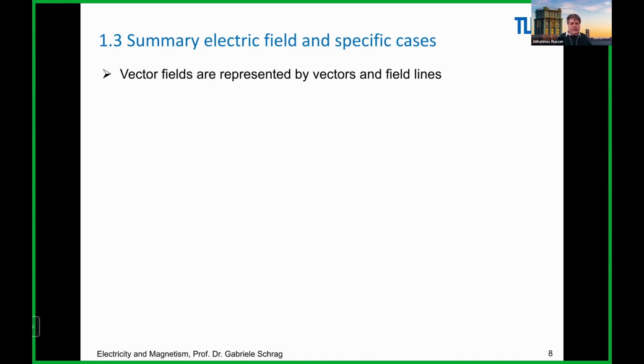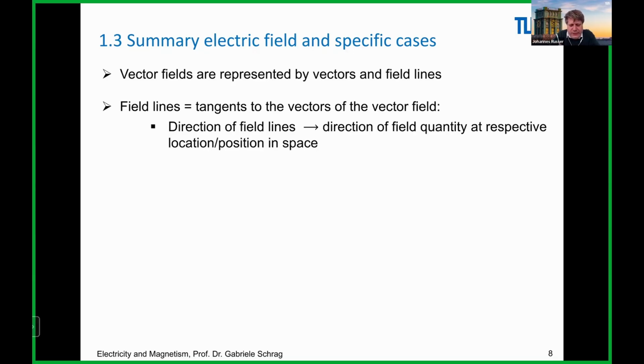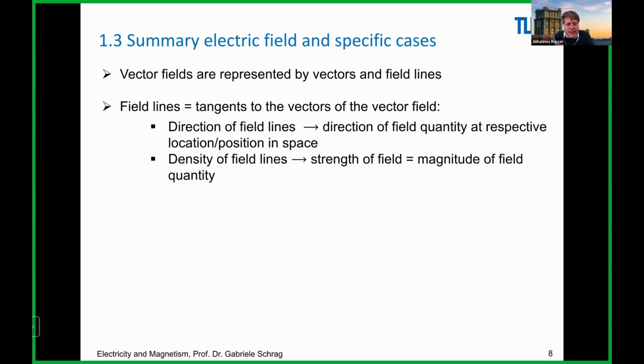So the vector fields are represented by vectors and field lines. And the field lines actually are tangents to the vectors of the vector field. I will show you an example then. The direction of the field lines is the direction of the field quantity at the respective position in space. And the density, on the other hand, of the field lines, that is what we use to visualize the strength of the field. That is basically the magnitude of the field quantity.